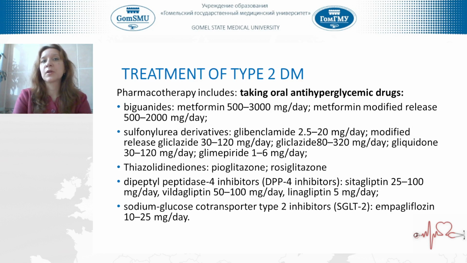And we're talking about pharmacological treatment. They include orally taken anti-glycemic drugs. This group of drugs includes, first, metformin; sulfonylurea drugs such as glibenclamide, gliclazide, gliquidone; thiazolidinediones, pioglitazone; DPP-4 inhibitors, dipeptidyl peptidase 4 inhibitors, sitagliptin, vildagliptin; and sodium-glucose cotransporter type 2 inhibitors, SGLT2, such as empagliflozin.